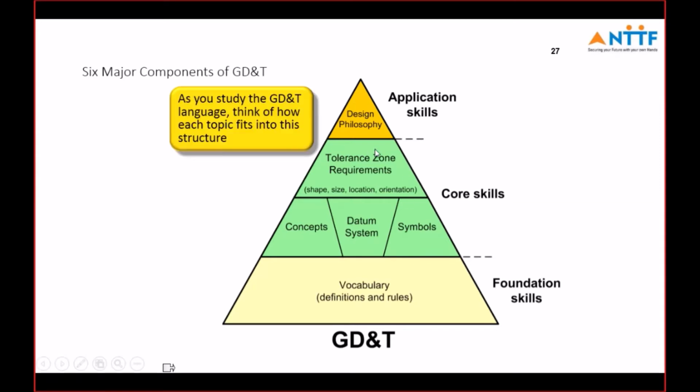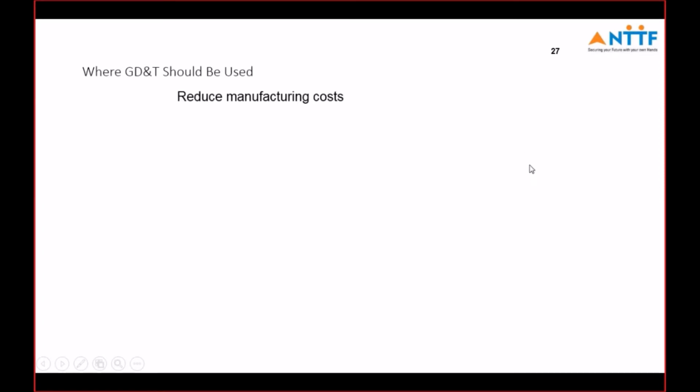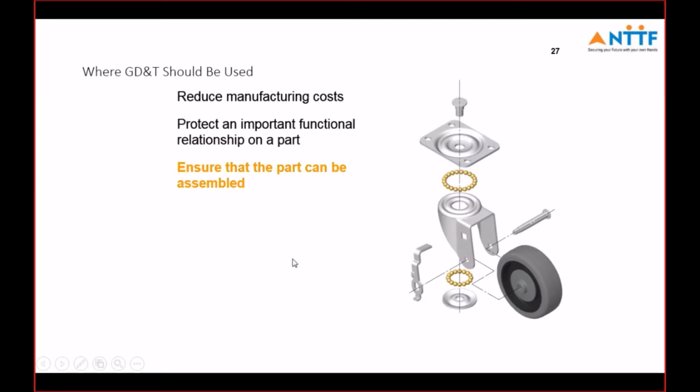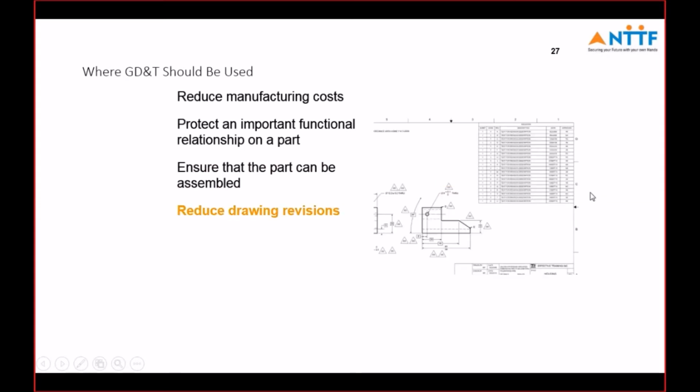As you study the GD&T language, think of how each topic fits into this structure. Where should GD&T be used? To reduce manufacturing cost? Yes. To protect an important functional relationship on the part? To ensure that the part can be assembled based on its function and reduce drawing revisions? There should not be any ambiguity in interpreting the drawing.